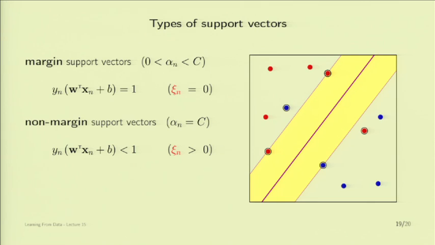So as long as you are violating, you are a support vector, okay? Not a clean support vector, but a support vector nonetheless. Now, the value of C is a very important parameter here because it tells us how much violation we have versus the width of the yellow region.